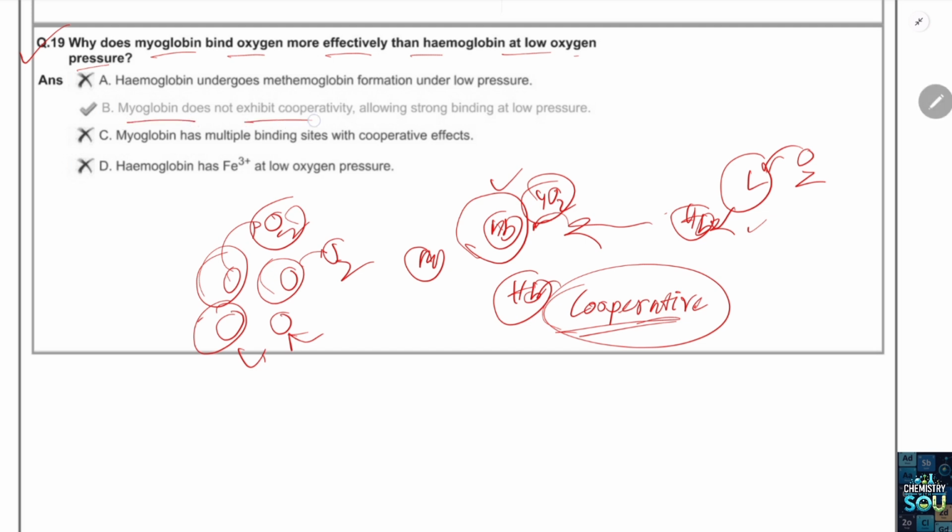Myoglobin does not exhibit cooperativity, allowing strong binding at low pressure. That is true, because in the lungs the oxygen pressure is high since we take oxygen directly from the atmosphere, and in the muscle the oxygen pressure is low. So option B is correct.